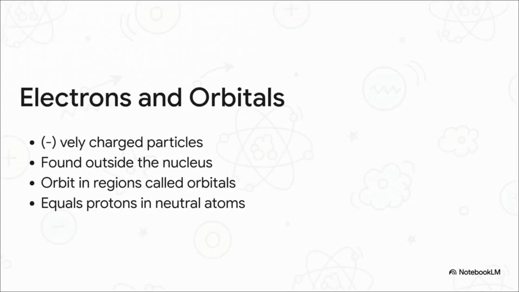So, out here in the vast emptiness circling the nucleus, we find the electrons. These are entirely different from those heavy nucleons we just talked about. They're negatively charged, and they zip around the nucleus in specific regions called orbitals. Now, here's a fundamental rule to keep in your back pocket. In a neutral atom, the total number of negatively charged electrons is perfectly equal to the total number of positively charged protons. That precise 1-to-1 ratio is exactly what balances the atom out, so it doesn't carry a net electrical charge.